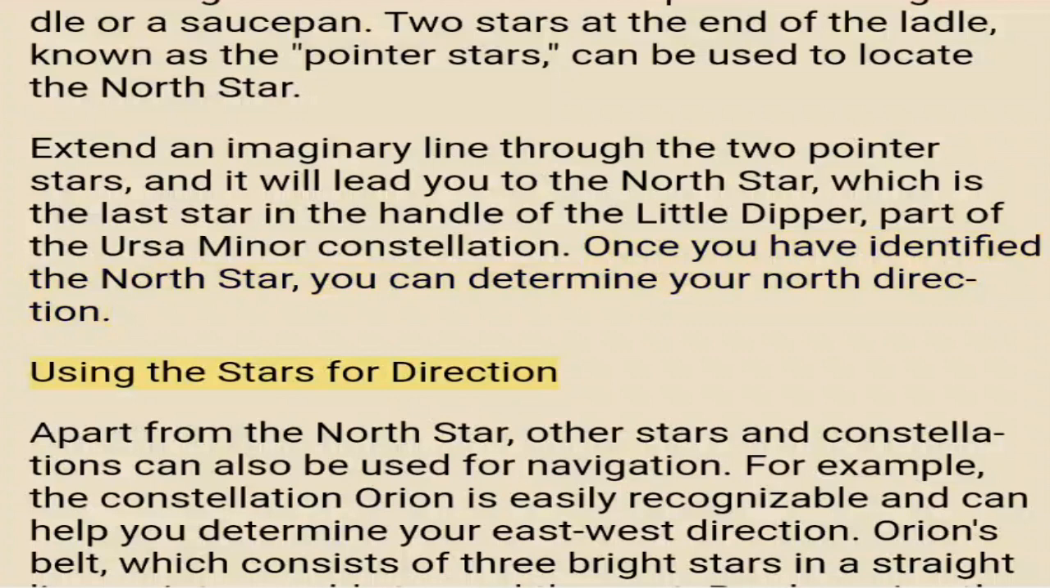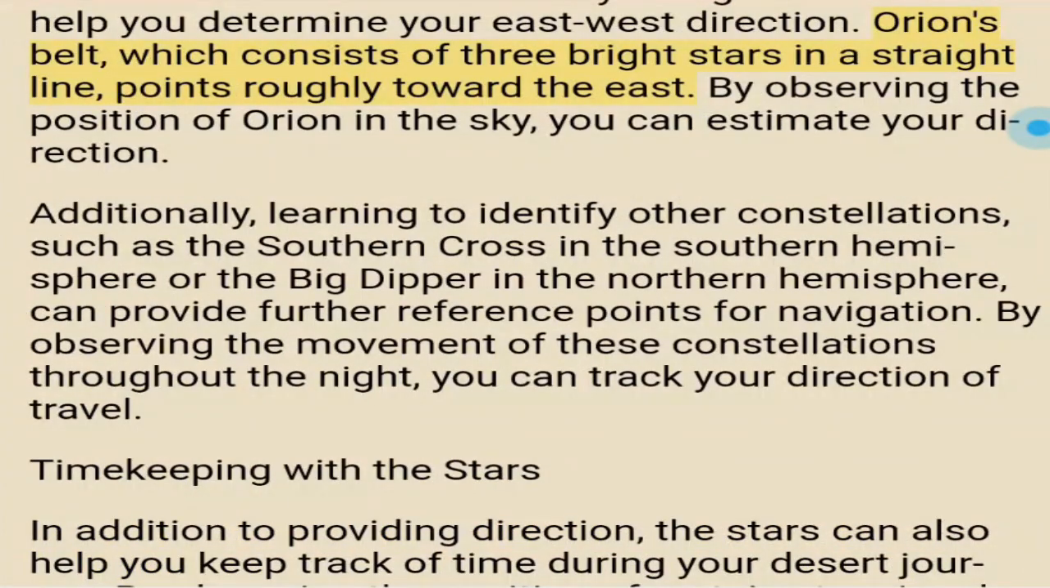Using the stars for direction. Apart from the North Star, other stars and constellations can also be used for navigation. For example, the constellation Orion is easily recognizable and can help you determine your east-west direction. Orion's belt, which consists of 3 bright stars in a straight line, points roughly toward the east. By observing the position of Orion in the sky, you can estimate your direction. Additionally, learning to identify other constellations, such as the Southern Cross in the Southern Hemisphere or the Big Dipper in the Northern Hemisphere, can provide further reference points for navigation. By observing the movement of these constellations throughout the night, you can track your direction of travel.